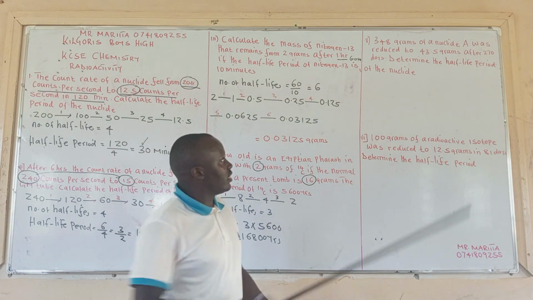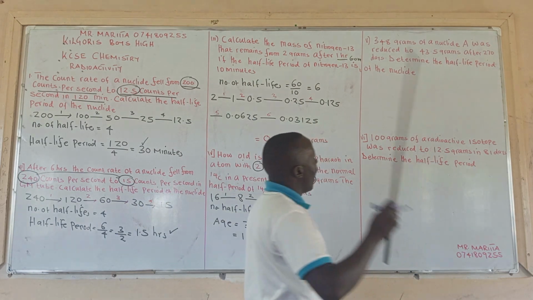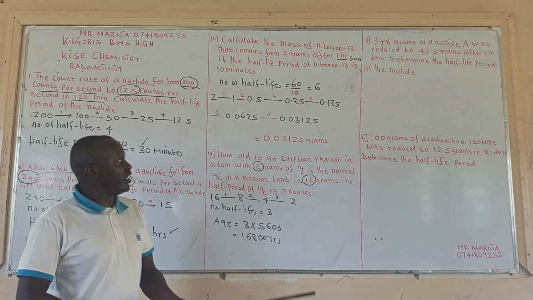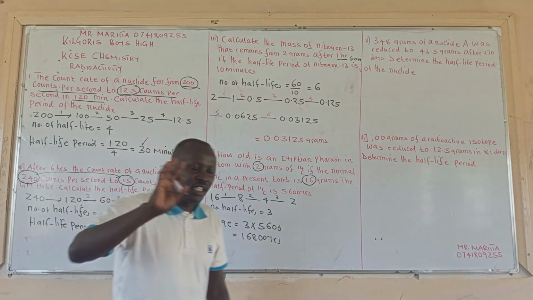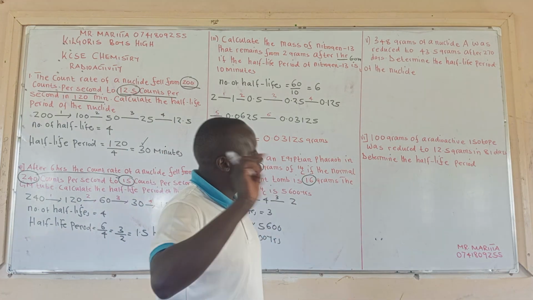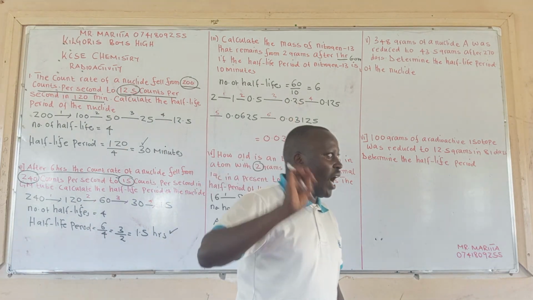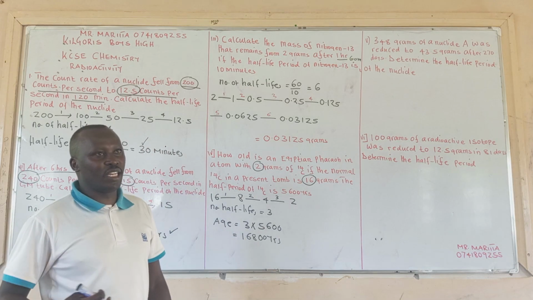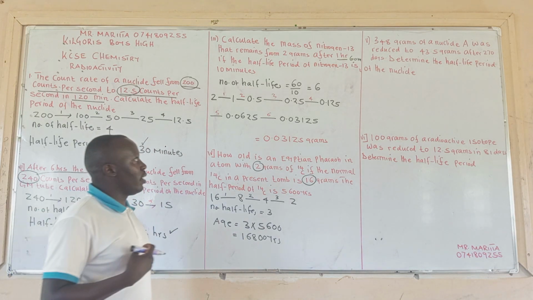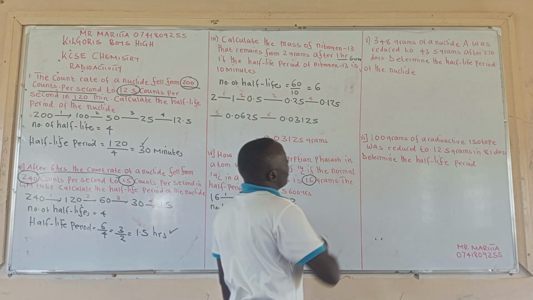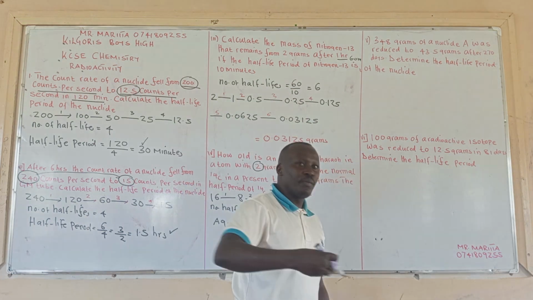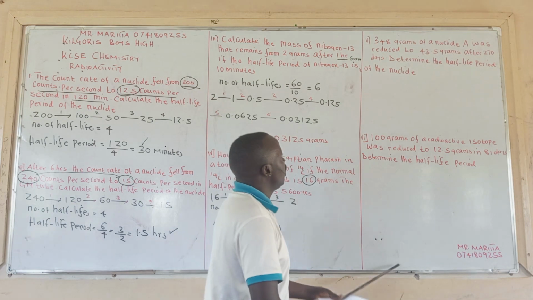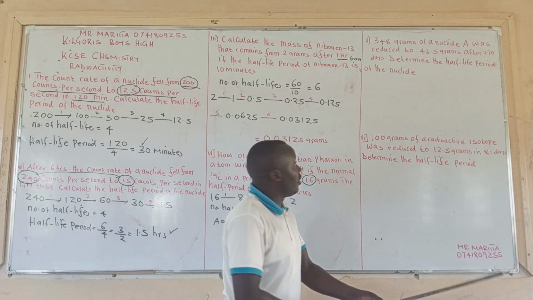So after how many years? After 270 days. So we have the mass was reduced from 348 to 43.5 after how many days? After 270 days. Determine the half-life period of the nuclide. This is very easy, as I have told you. So you start from 348, you drop a half by a half by a half until you reach 43.5.